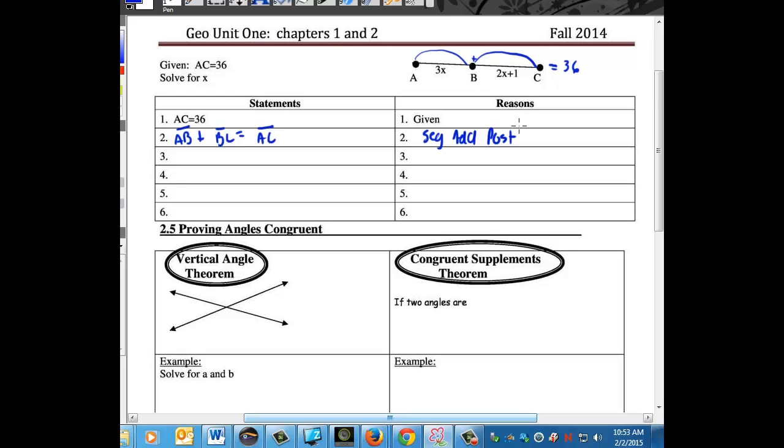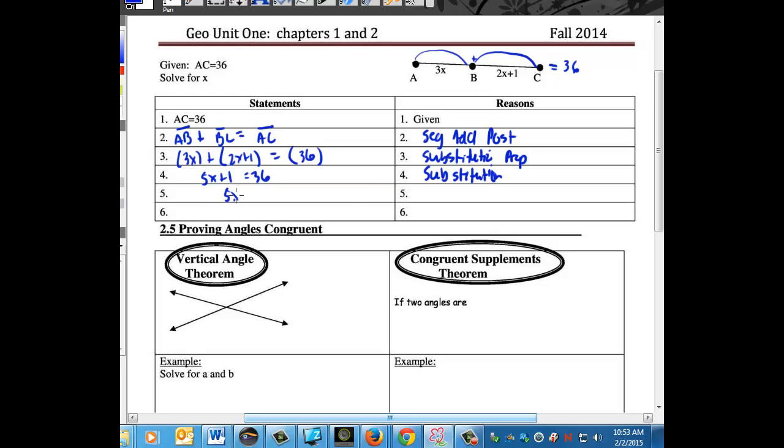All right, next, in this problem, we can see that AB is 3x. So let's substitute 3x in for AB. Let's substitute 2x plus 1 into BC, and let's substitute 36 in for AC. So clearly, that's the substitution property. From there, we're going to combine like terms, so 5x plus 1 is equal to 36. And again, since we combine like terms, that's called substitution.